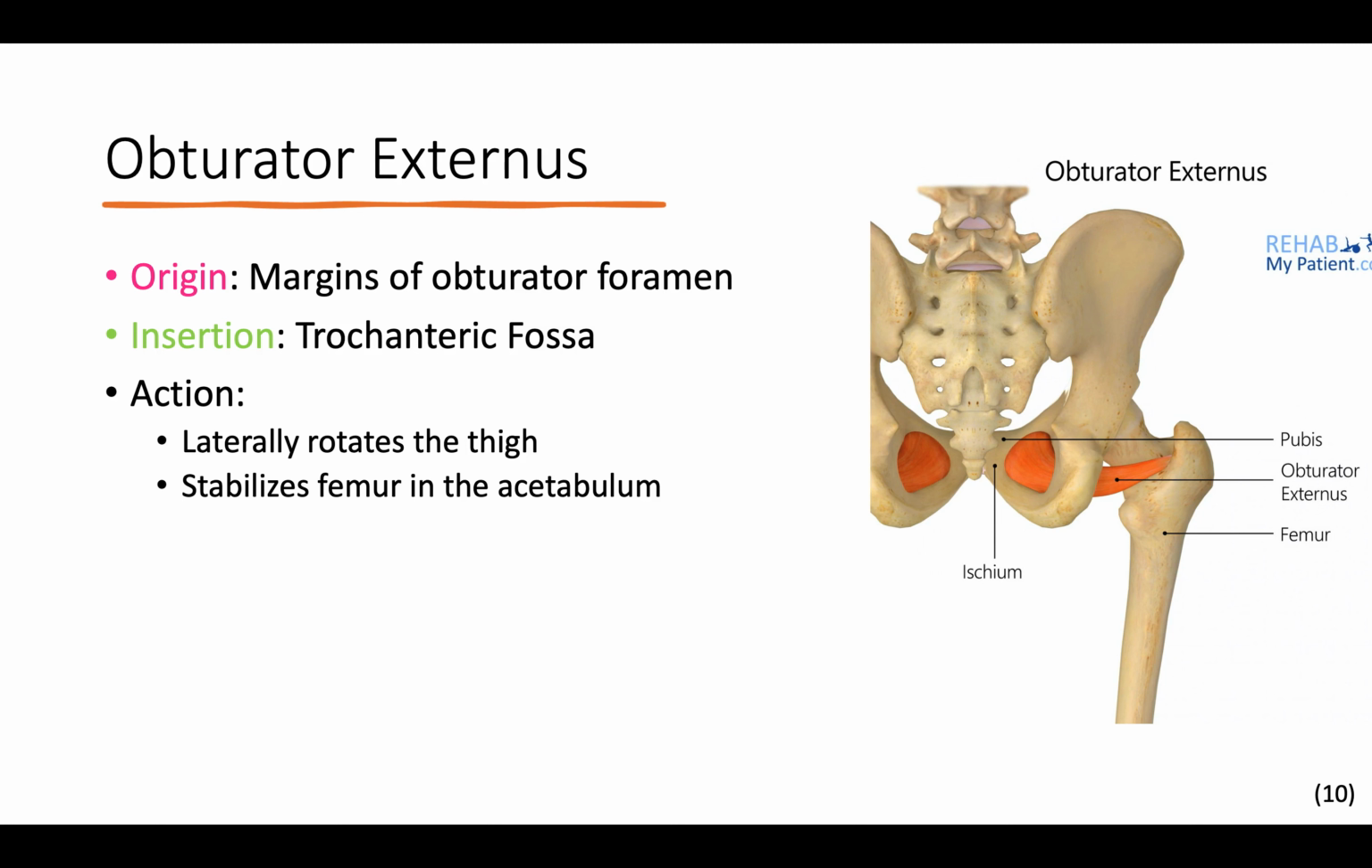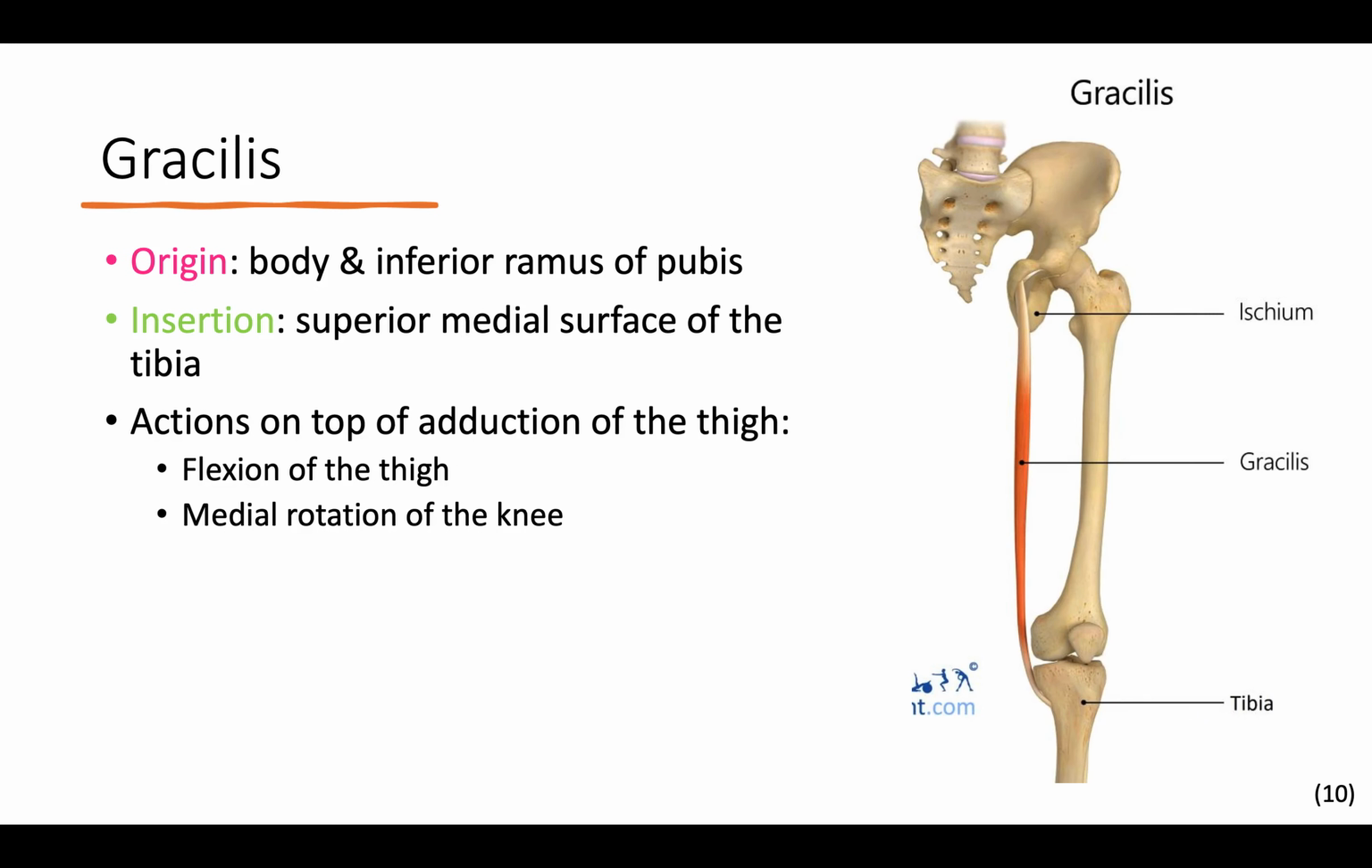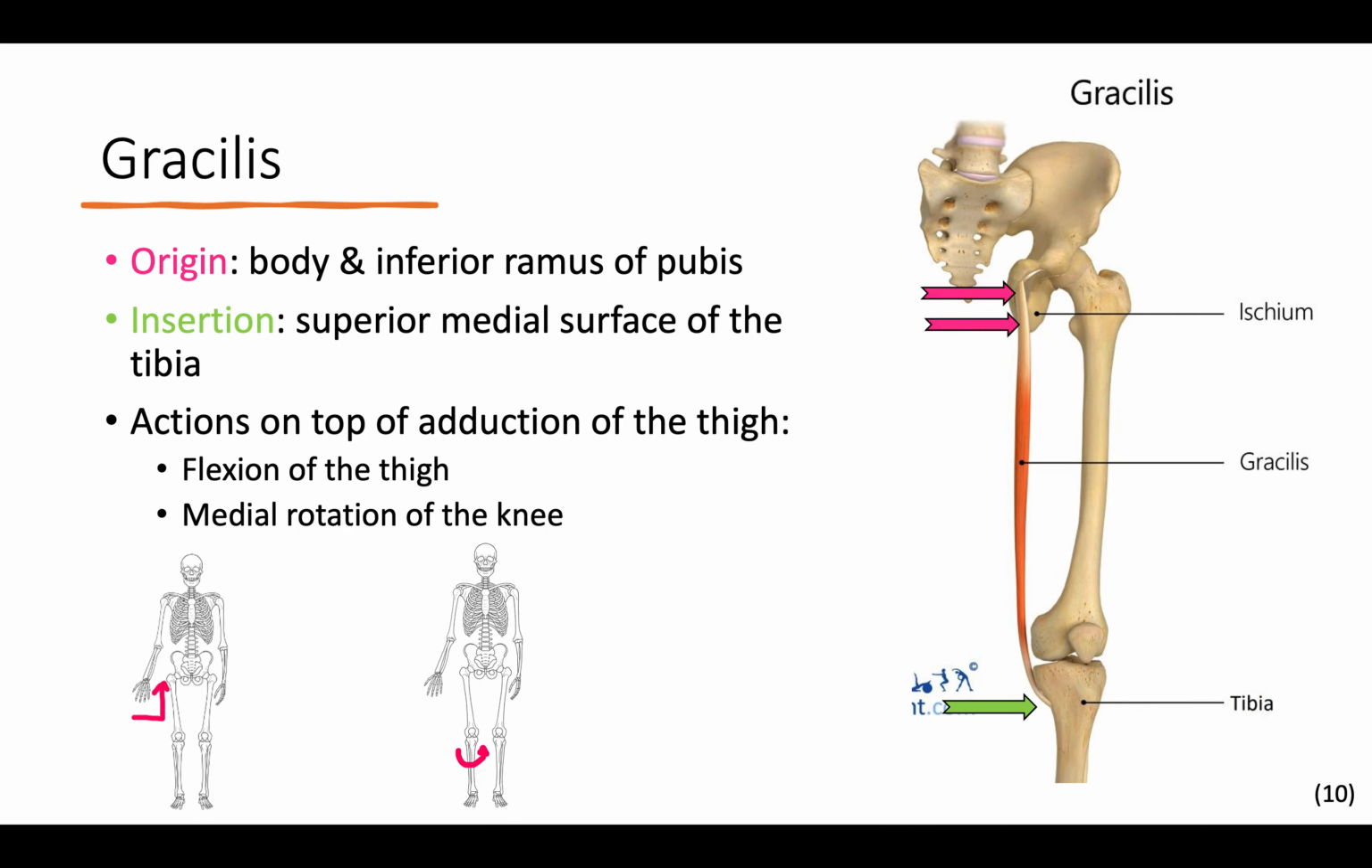The origin is from the margins of the obturator foramen and it inserts onto the trochanteric fossa of the femur. It laterally rotates the thigh and stabilizes the femur. Next we have the gracilis, which originates at the body and inferior ramus of the pubis and inserts at the superior medial surface of the tibia. Its actions on top of adduction of the thigh include flexion of the thigh and medial rotation of the knee.